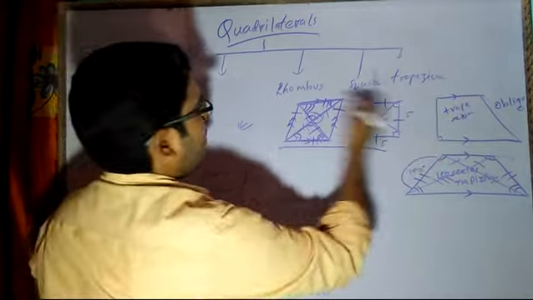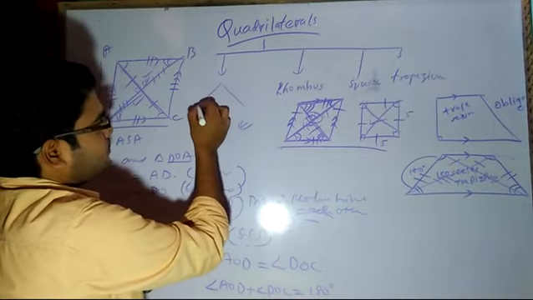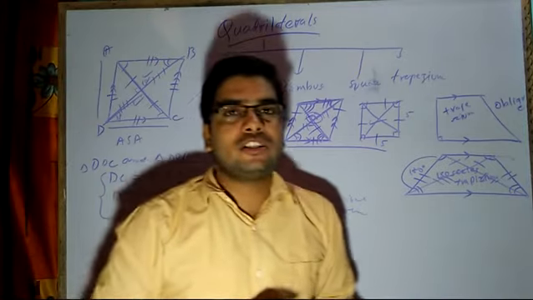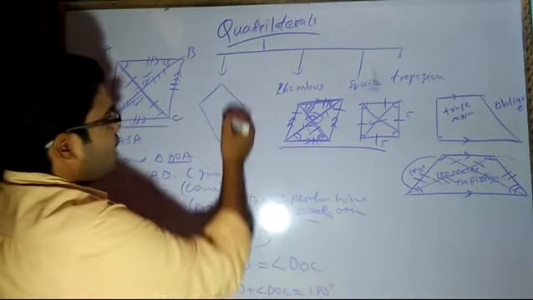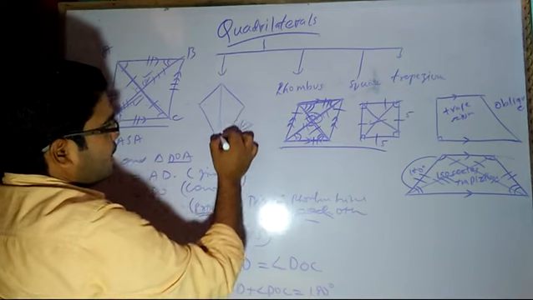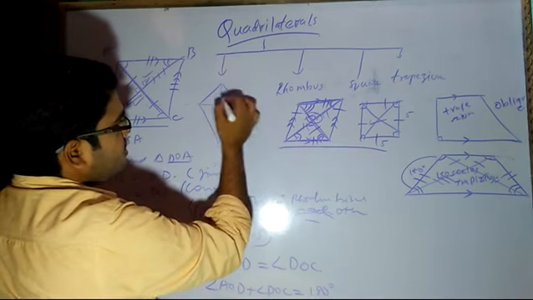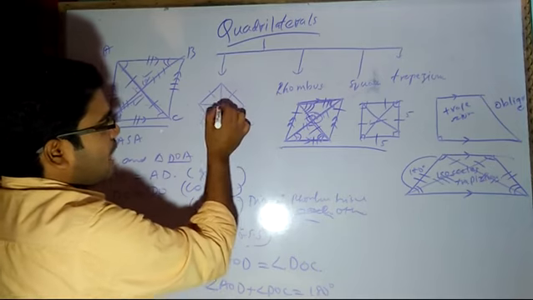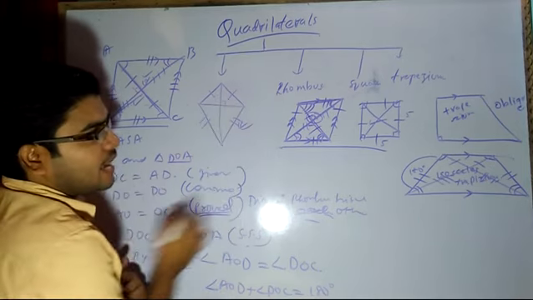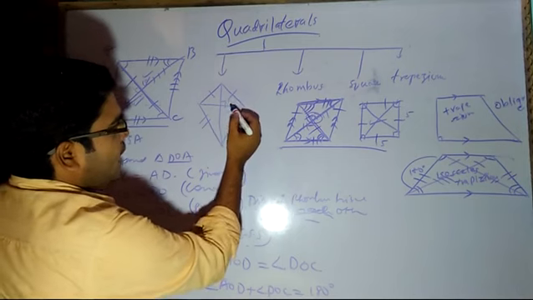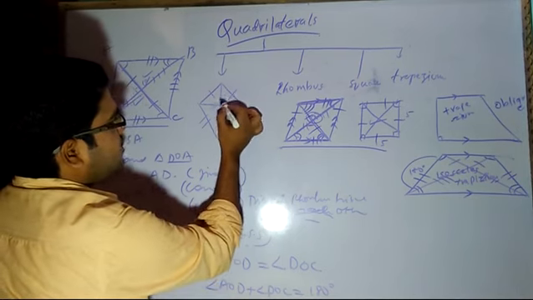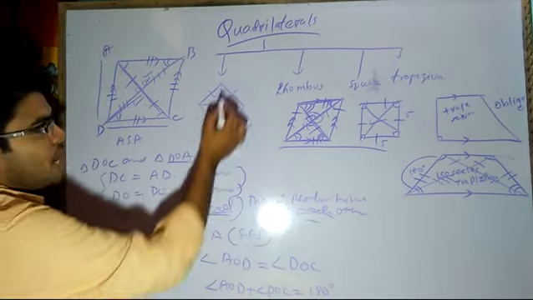Now one more figure is there, that is called a kite. I hope all of you must have seen a kite. You must have played with that. Now a kite is a figure in which these two sides are equal, these two sides are equal, as well as here we have 90 degrees like in the case of a rhombus. And one more thing, these diagonals also get bisected, this diagonal also gets bisected.